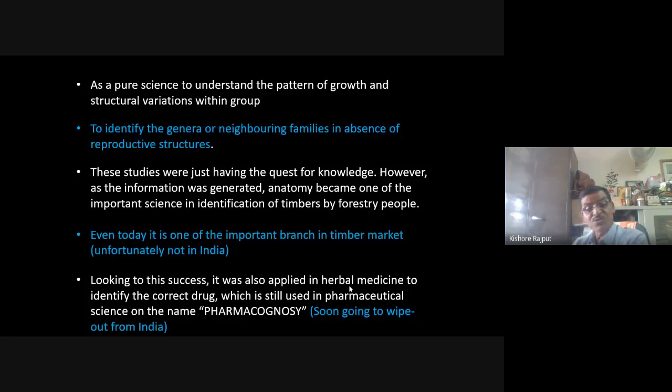Now, looking at this timber market success since ages, more than 200 years, this has been used in identification of wood. So we even started applying the same technique to identify fragmented material, that is drugs and medicinal plants, which is still used in pharmaceutical science under the name of pharmacognosy, which is again the same scenario for the subject.